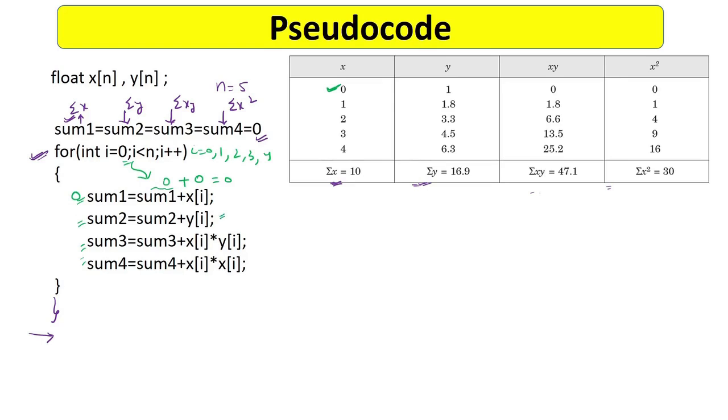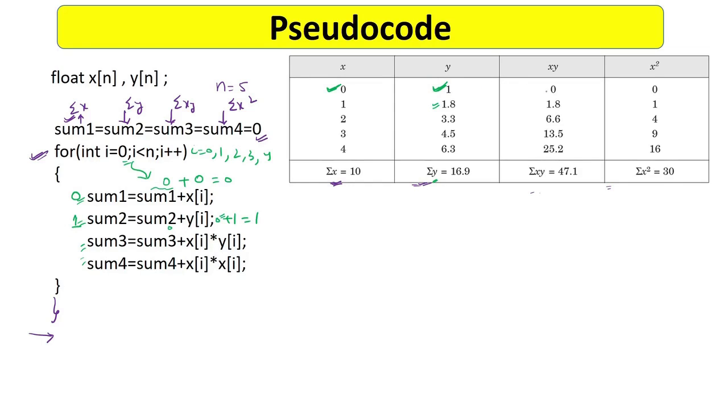Now this step helps us find the summation of y. For that I need this value, and after that I will need this value. So first this yi will be y0, and y0 is actually this value. So this will be 0 plus 1, so it will be 1. So sum 2 will be 1. That means I have found the summation of this.